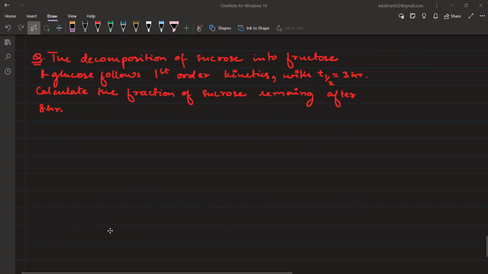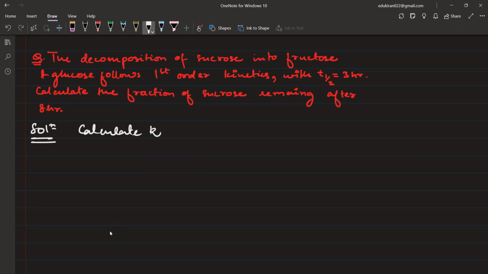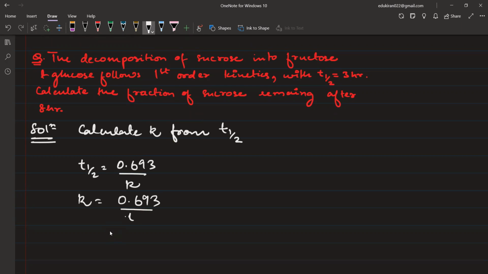Now solve for this one. Decomposition of sucrose into fructose and glucose follows first order kinetics. So t half is equal to this. Calculate the fraction of sucrose remaining after 8 hours. First thing that you have to do is calculate the rate constant from t half, right? You know that t half is equal to 0.693 divided by k. So k will be equal to 0.693 divided by t half, right? Write the answer here. What is t half given? 3 hours. You will get the k, and then what you are going to calculate? You write it like this.